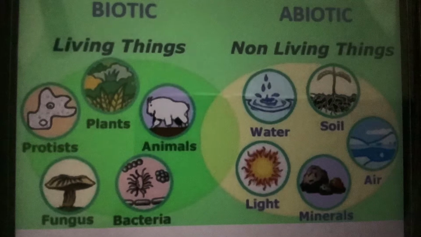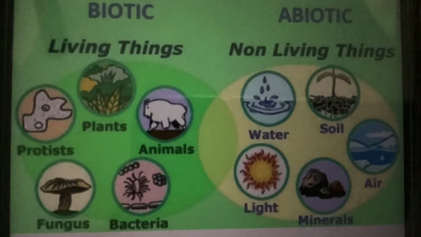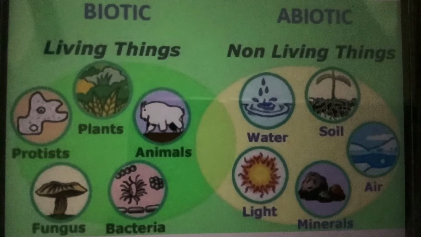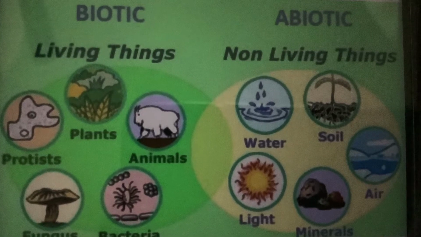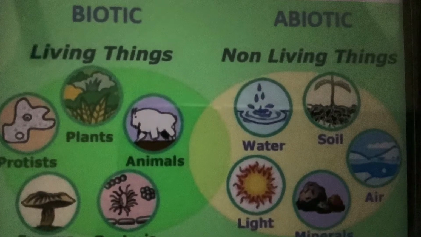As you can see in this picture, biotic is living things. It can include plants, animals, bacteria, and fungus. Abiotic is non-living things. It can include water, soil, air, minerals, and light.